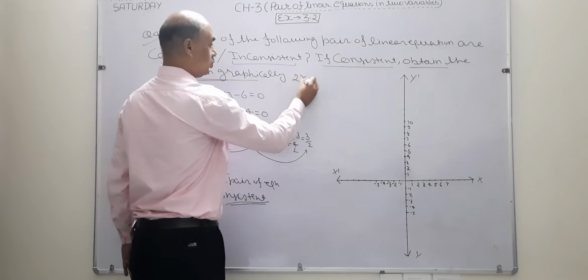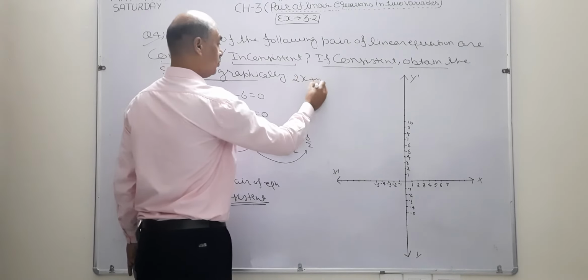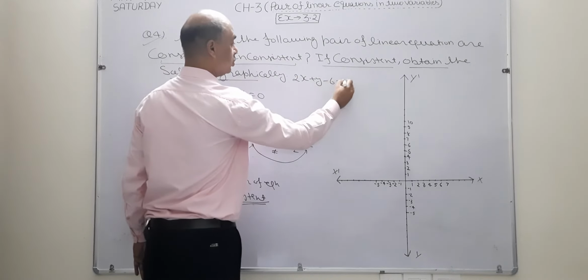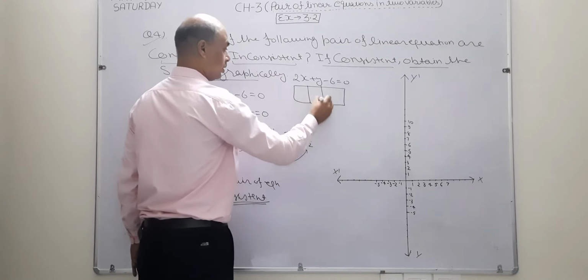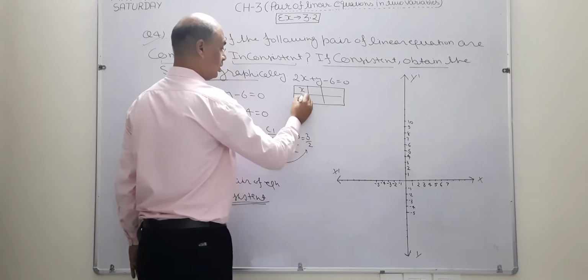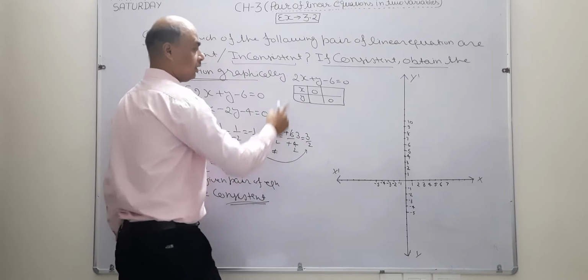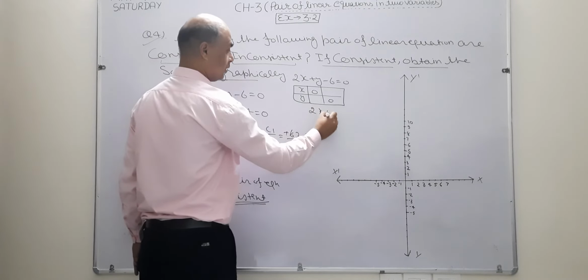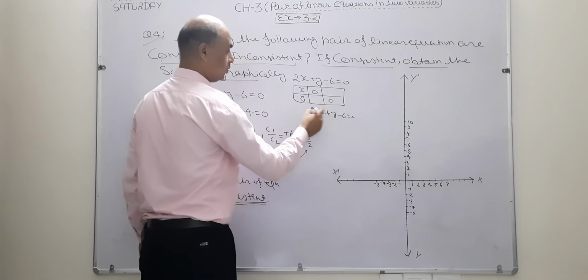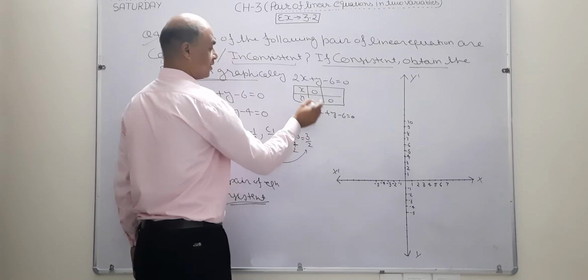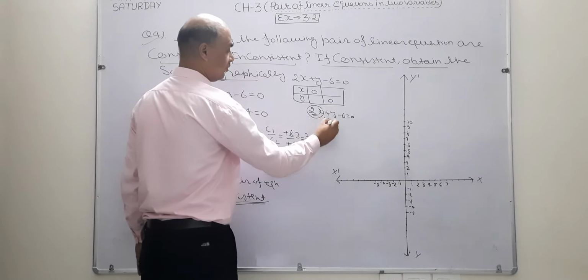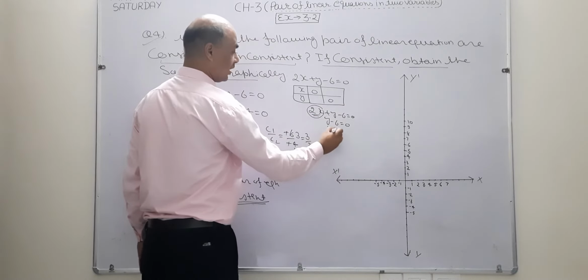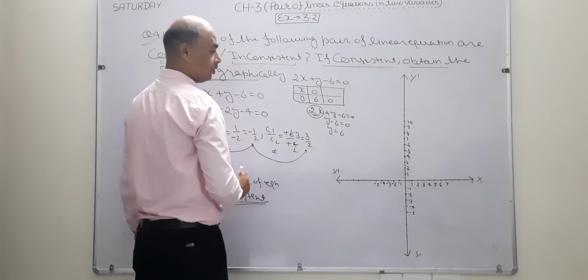First equation, 2x plus y minus 6 equal to 0. I am going to use the 0, 0 method. What is the 0, 0 method? X 0, y 0. Write down the first equation: 2x plus y minus 6 equal to 0. In the first case, I am going to take x as 0. The x term becomes 0. What is left? y minus 6 equal to 0, means y equal to 6. I write here y equal to 6.